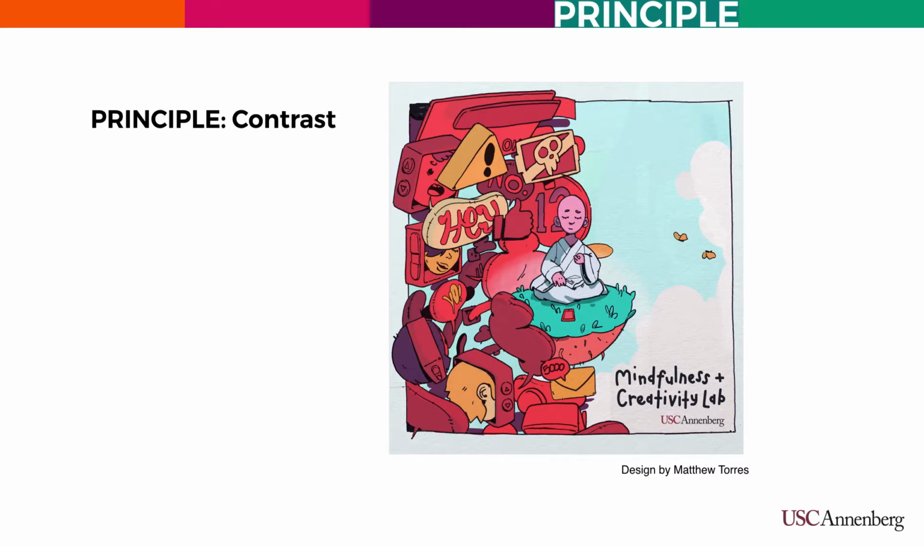Contrast is the state of being strikingly different from something else. Contrast can be created with color, texture, size, etc. In this example, contrast is depicted with color choice and balance of elements. Notice the color contrast. You have dark red versus light blue. In terms of balance, one side is heavy with graphic elements to depict distraction, while on the other side, it is empty of elements and depicts mindfulness.